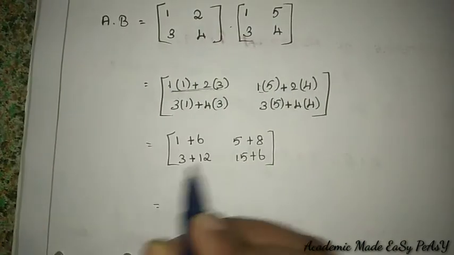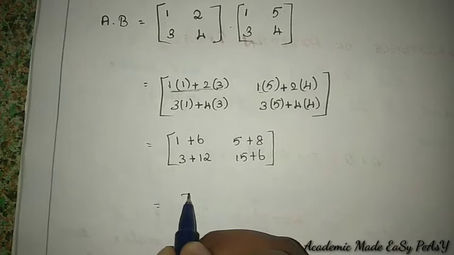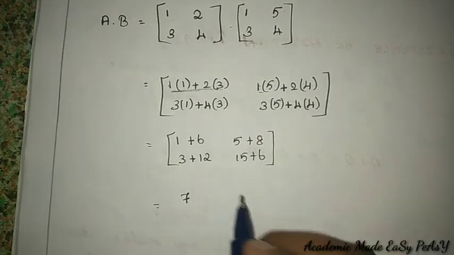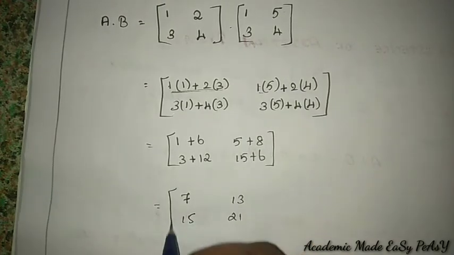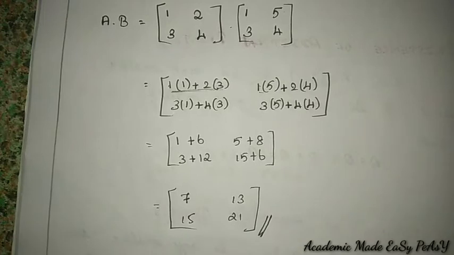So therefore in the next step you will have 1 plus 6 is 7, 5 plus 8 is 13, 3 plus 12 is 15, 21. This is the required matrix.